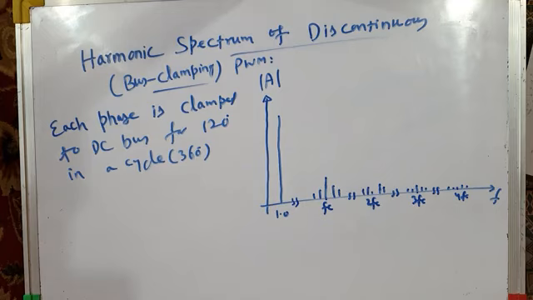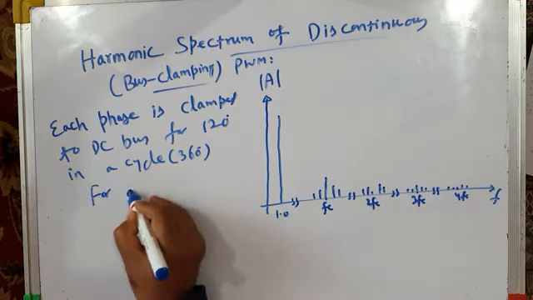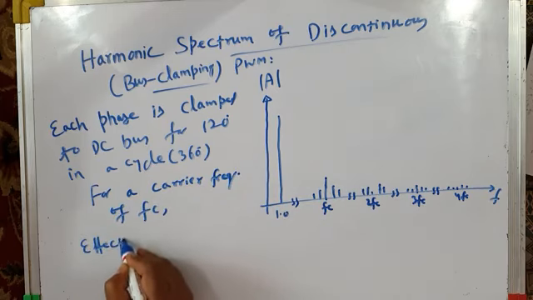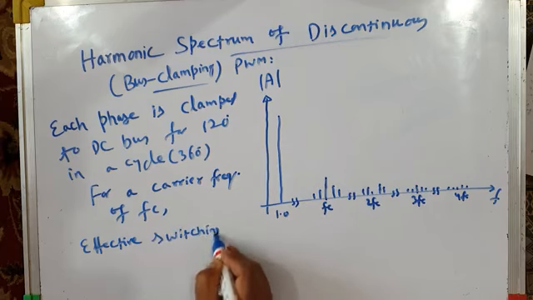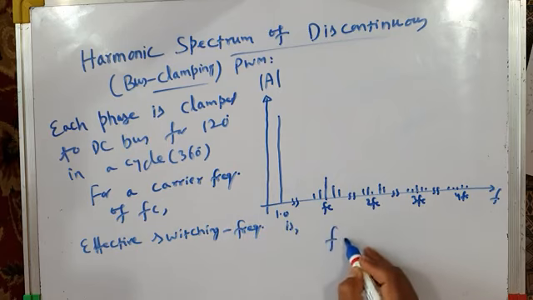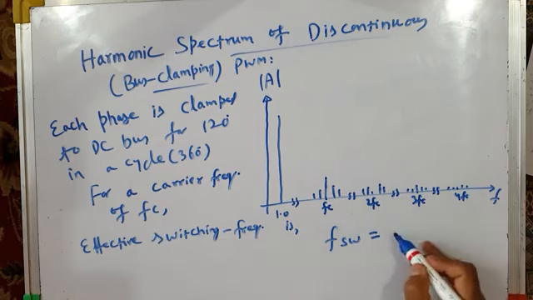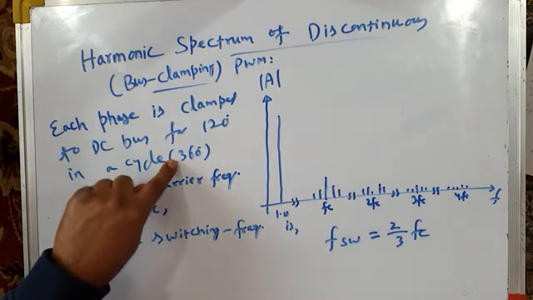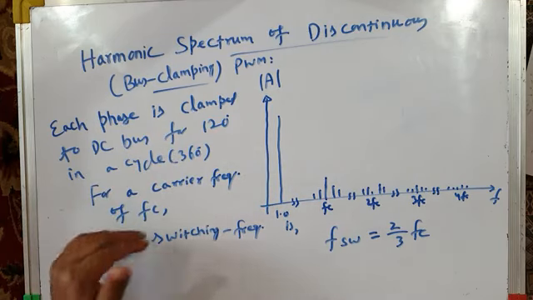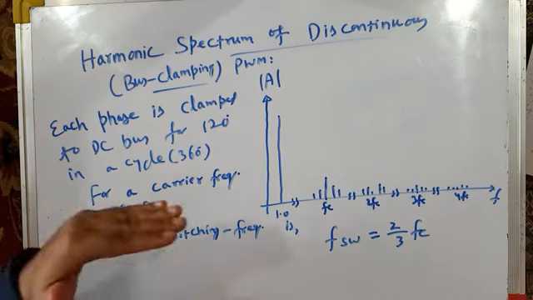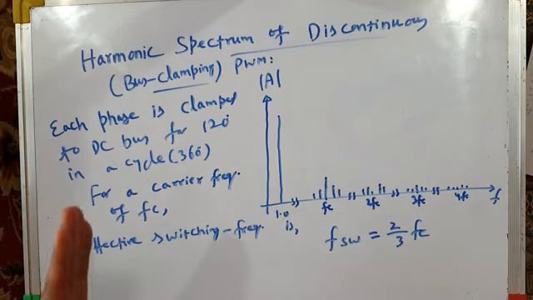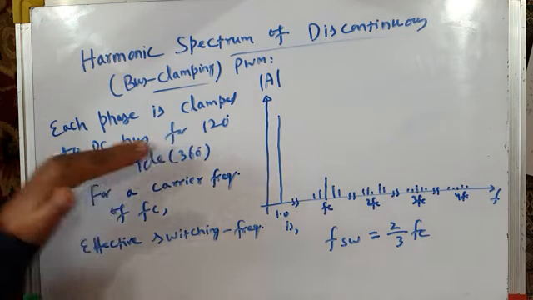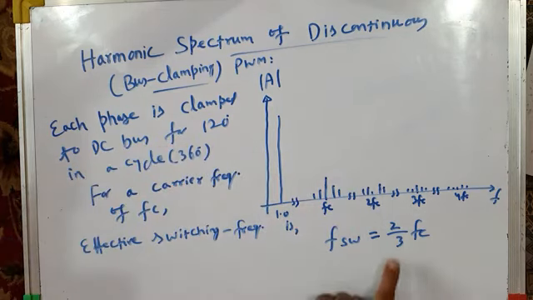So that reduces the switching frequency by 1/3. For a carrier frequency of FC, what is the effective switching frequency? FSW means effective switching frequency. It is not equal to FC, it is 2/3 FC, because each phase is clamped to DC bus for 1/3 of the cycle. 120 degrees out of 360 degrees means 1/3. And during that clamping period, there is no switching of the phases, and hence there are no switching power losses, or the switching frequency for the bus clamping period is 0. So therefore effective switching frequency is 2/3 FC.